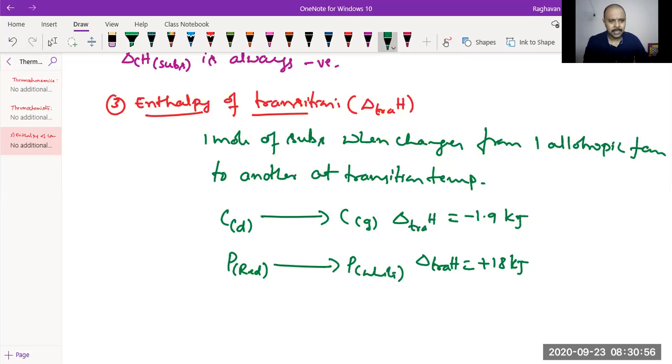So anyhow, we'll proceed further. This is enthalpy of transition. What is to be remembered? For 1 mole of substance from one allotropic form to another.